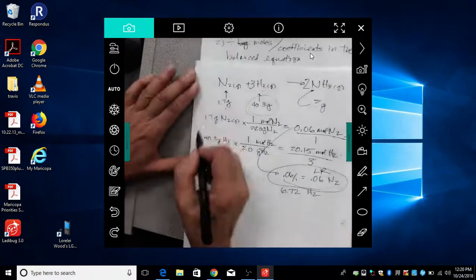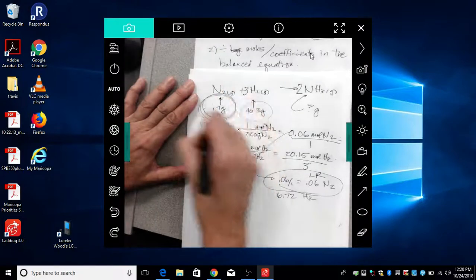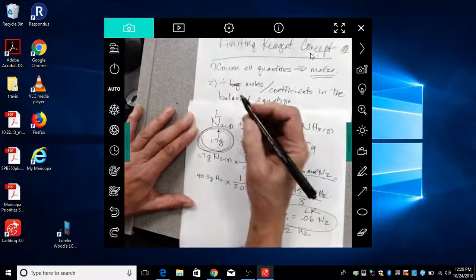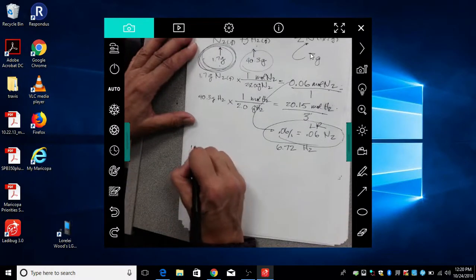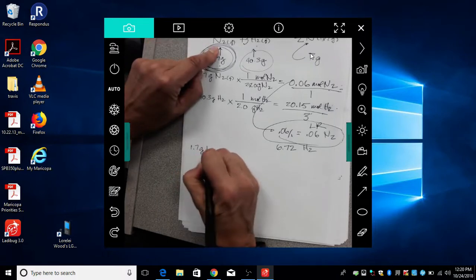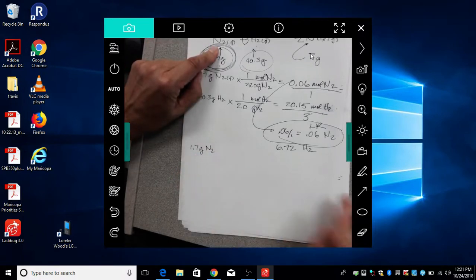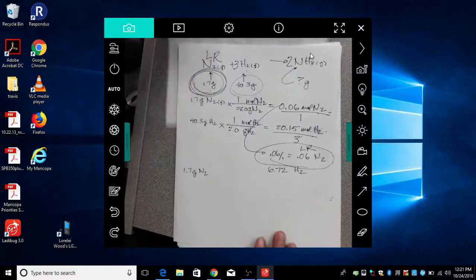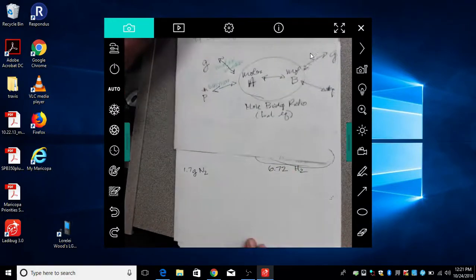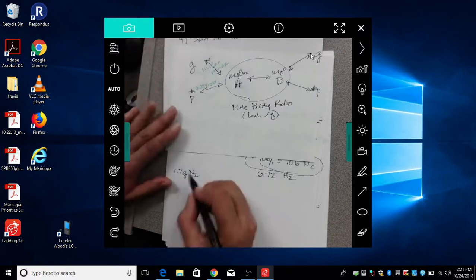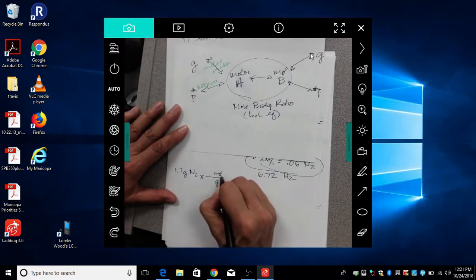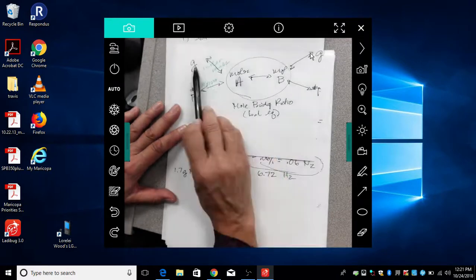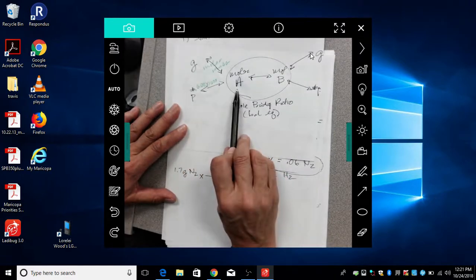So now we're going to go back to the original information in the problem, and I always put a little symbol to myself that that's the limiting reagent. Okay? So I'm going to start with that, 1.7 grams of N2. And now, using my stoichiometry flowchart, where am I going to go? From grams of N2 to moles of what? N2, right? So I went from grams to moles.